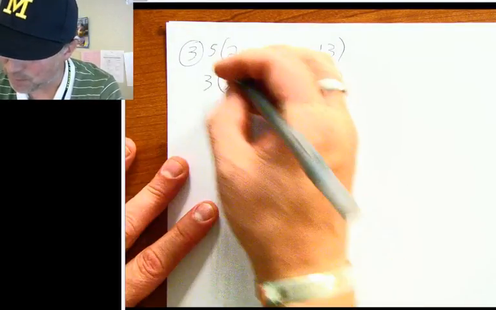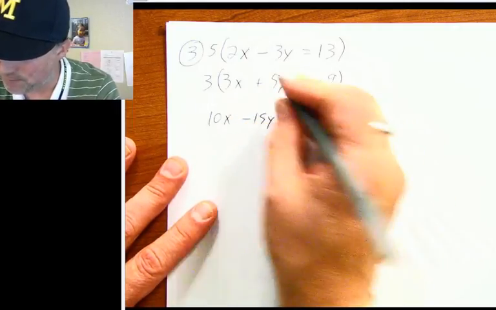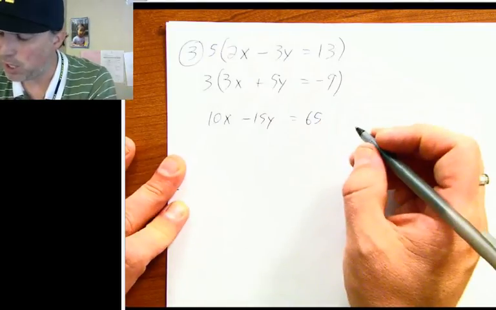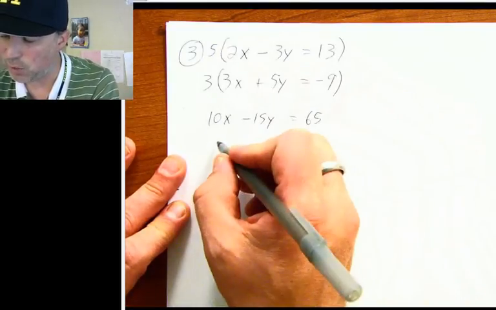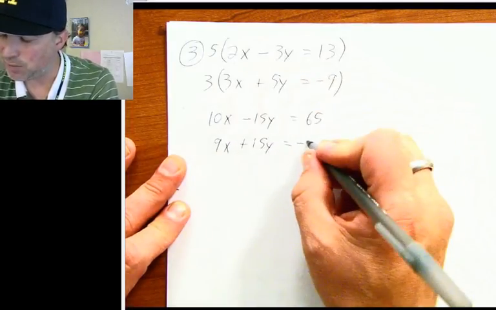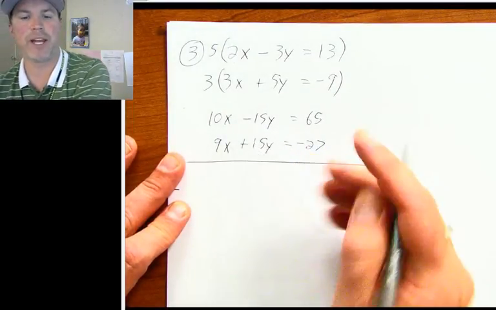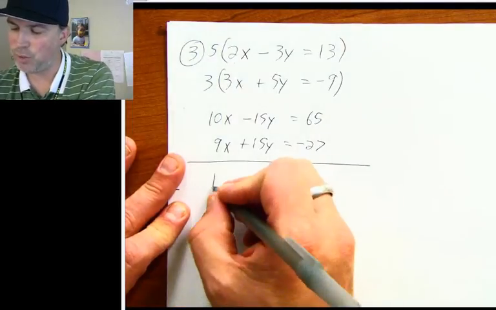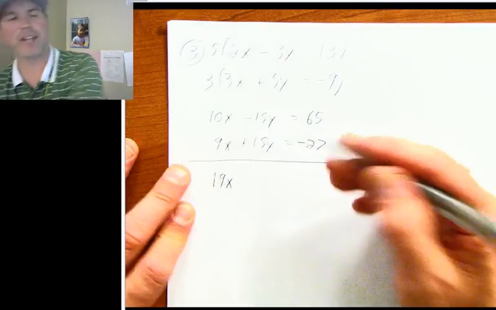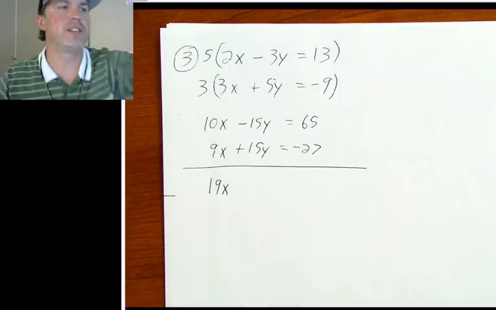So let's see, first equation becomes 10x minus 15y equals 5 times 13. Everybody knows that's 65. That's that first equation. Second equation, 9x plus 15y equals negative 27. And now I do have this positive 15y and negative 15y. You can add the two equations together, 10x plus 9x, 19x. The y's have beautifully canceled out.